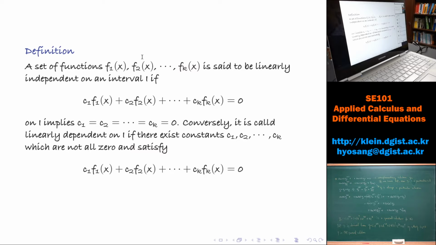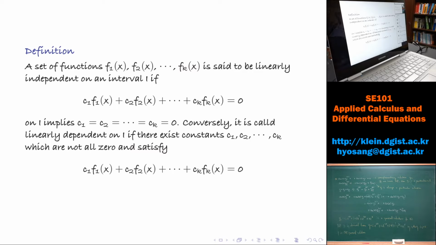So we have the definition of linear independence of functions. Let's say we have a set of k functions, f1 to fk, and we say these functions are linearly independent on an interval I. Okay. If we take a sum of functions with suitable constants and set it equal to 0, this implies that C1 through Ck, all constants, equal 0.